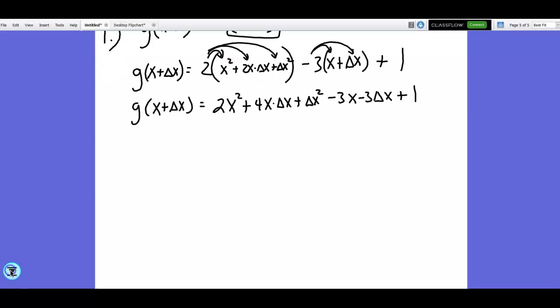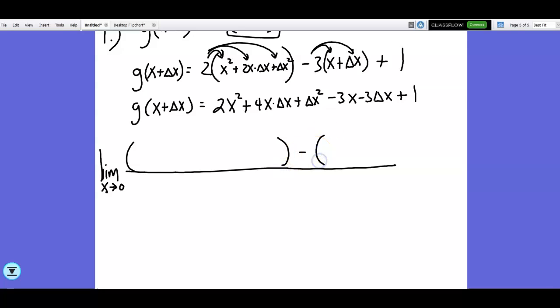Step 2 is to use your limit definition of a derivative. So we're going to say, okay, the limit as delta x approaches 0 of, and we're going to need a lot of space here, because we know that our f of x plus delta x is really long. All right, my f of x plus delta x is this entire thing here.